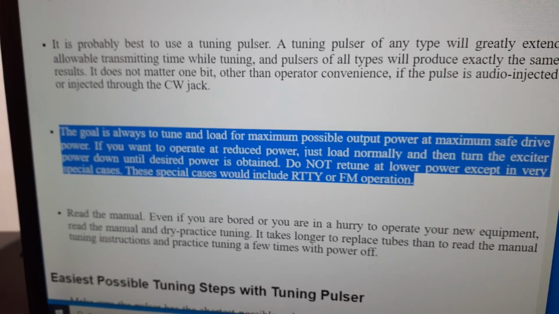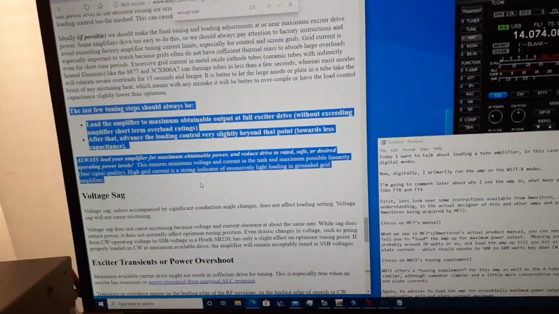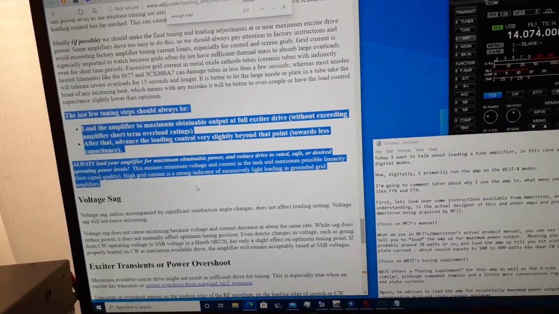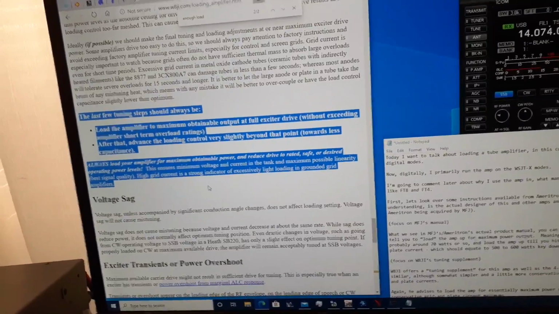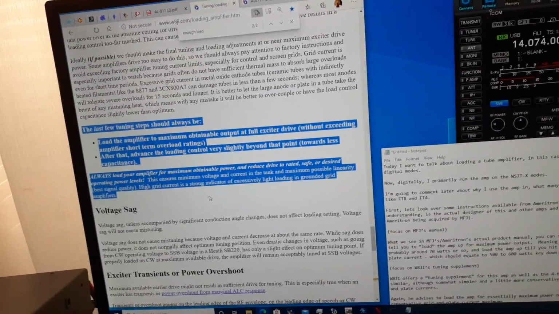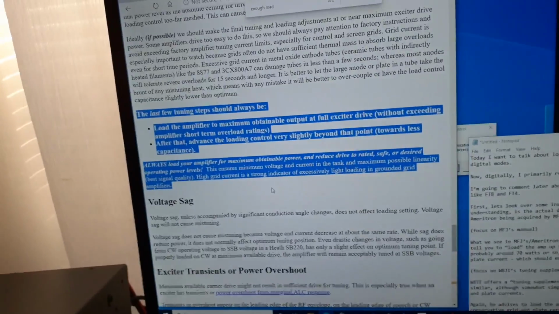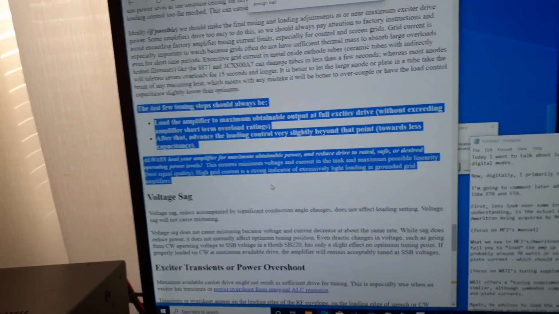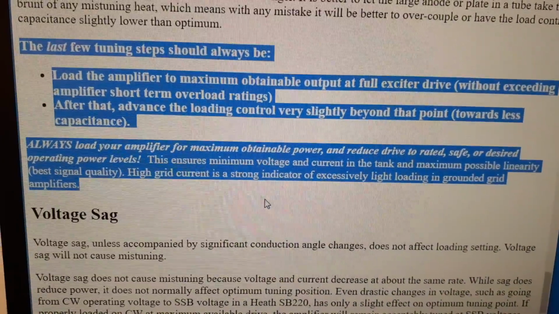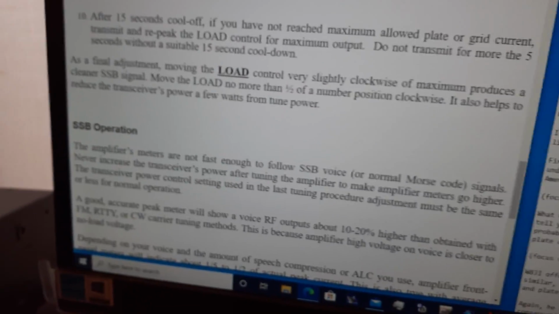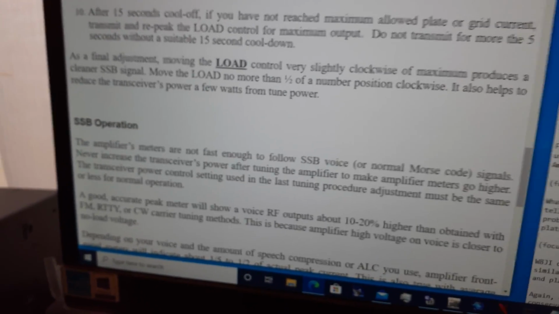So far, we've learned that we should tune the amplifier for essentially maximum power output. And we should avoid at all costs operating the amp undercoupled, or with the load capacitor too far meshed or set at too low of a numerical value. If you undercouple the amp, bad things happen very quickly, potentially instantaneously. Overcoupling the amp, while potentially hard on the tubes, doesn't damage so instantaneously. And by overcoupling, we mean advancing the loading control clockwise to provide less capacitance. And as a final adjustment, he tells us to advance the load control to a higher numerical rating ever so slightly to produce a cleaner signal.